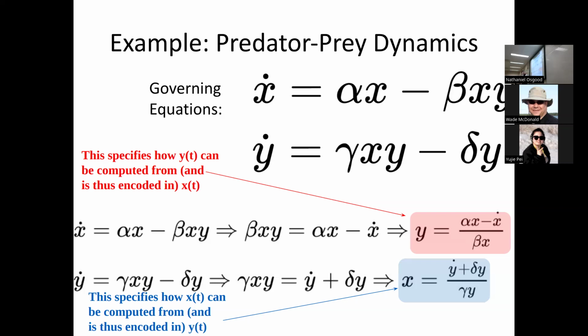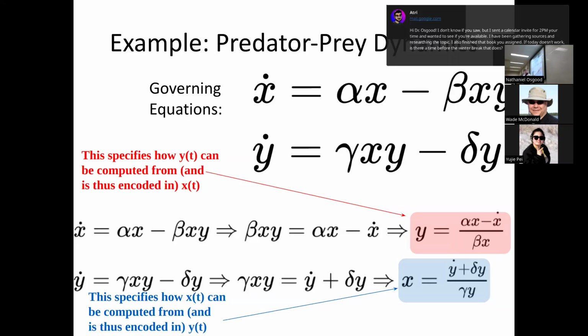I will just say that if you take a look at a single component from this first equation here, I can actually solve that equation for y. Y is the number of lynx. I can say the number of lynx at a given point is equal to alpha x minus x dot, divided by beta x.